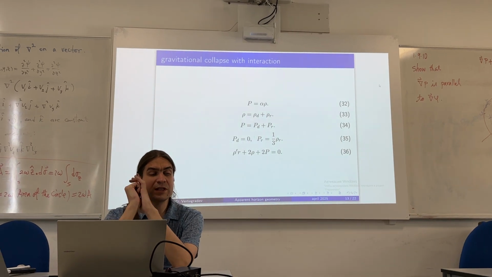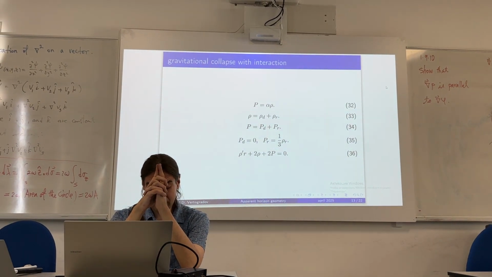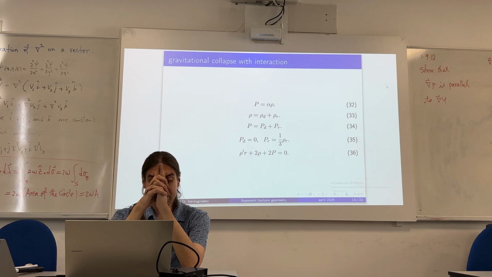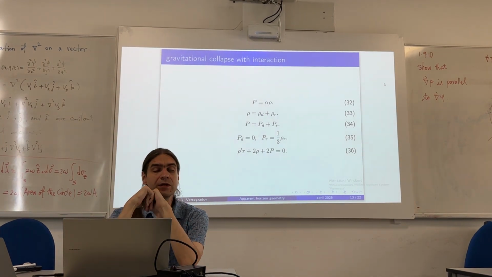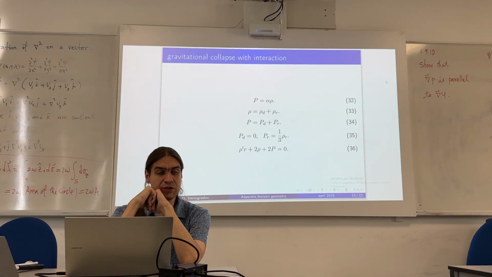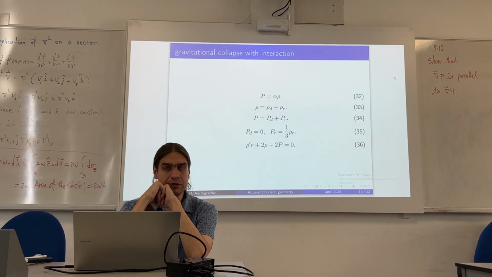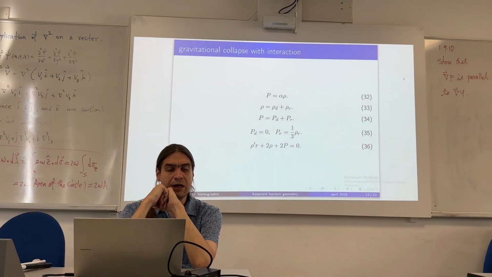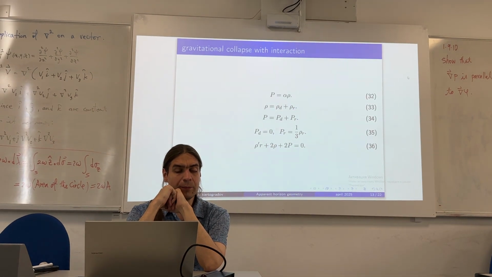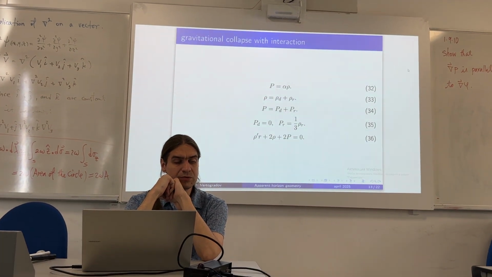Here I decided to consider the same thing. In a regular black hole, in the usual situation when we consider a black hole, we have the continuity equation, which states rho prime plus 2 over r times (p plus rho) is equal to 0.